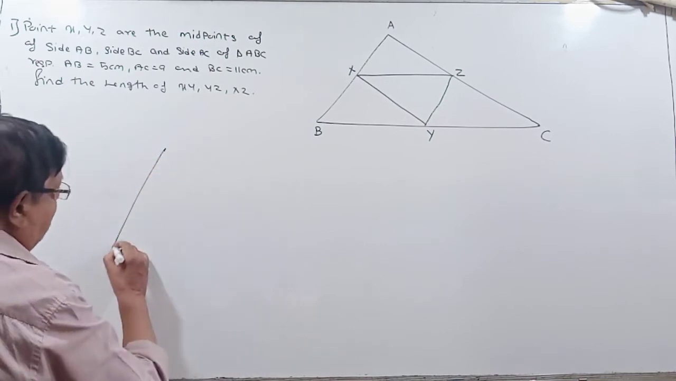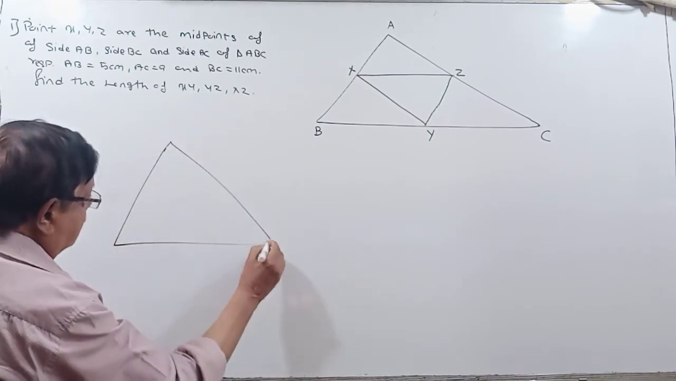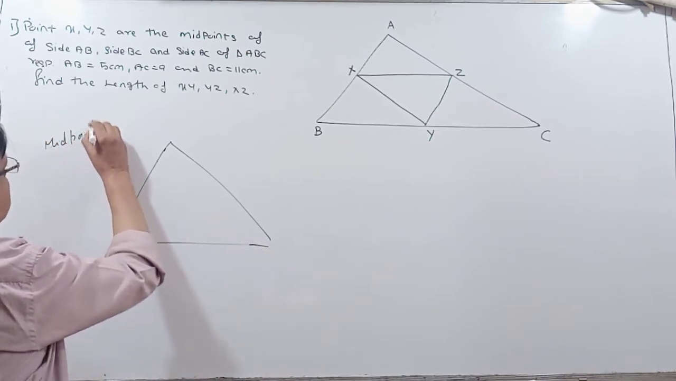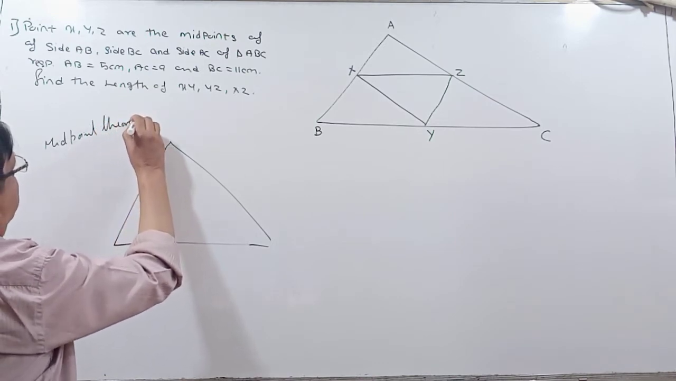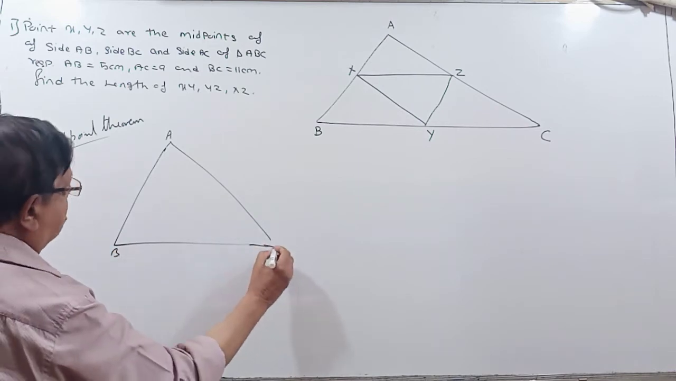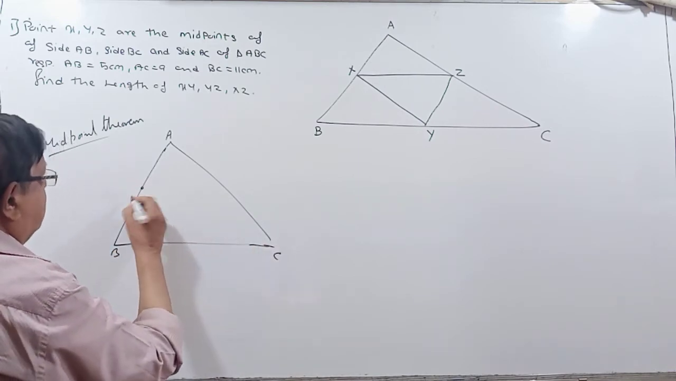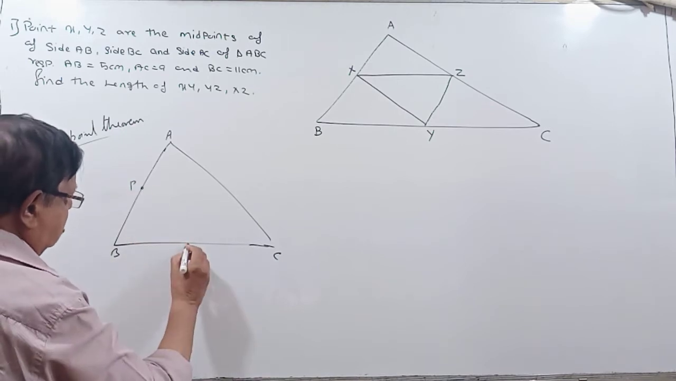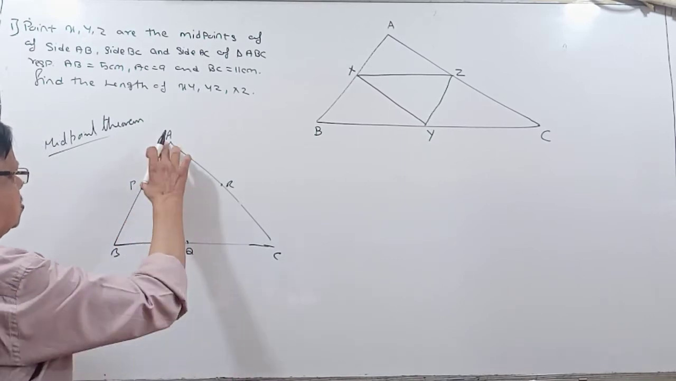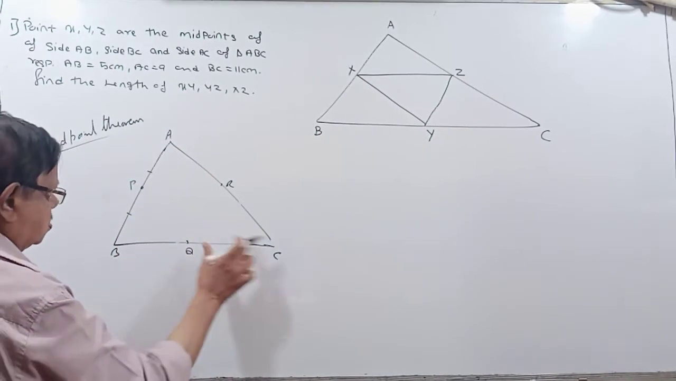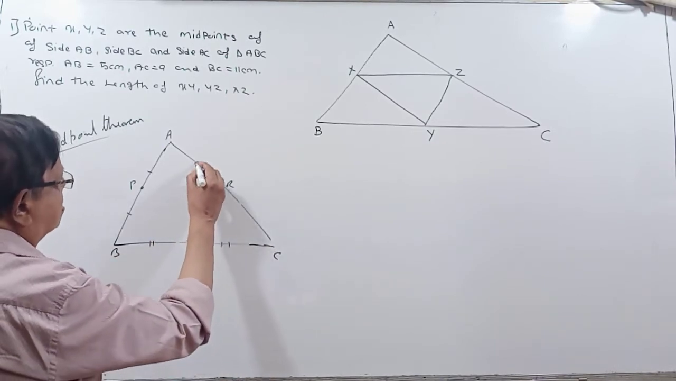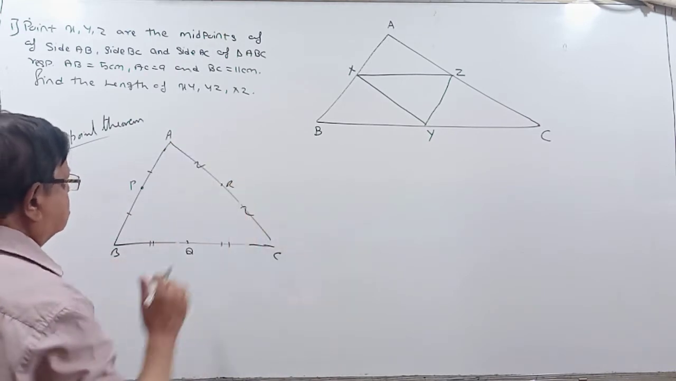So suppose there is a triangle here. What I am going to say is the midpoint theorem. If this is A, B and C, and if this is the midpoint, suppose I call it P, this is Q, this is R, they are midpoints. This is equal to this, and this is equal to this, and this is equal to this.